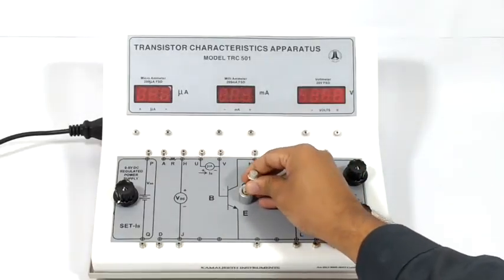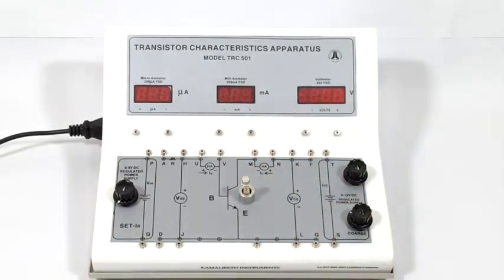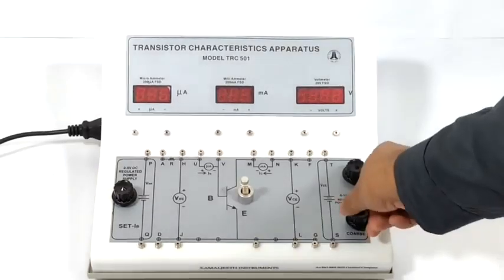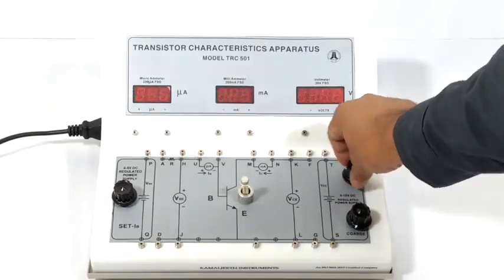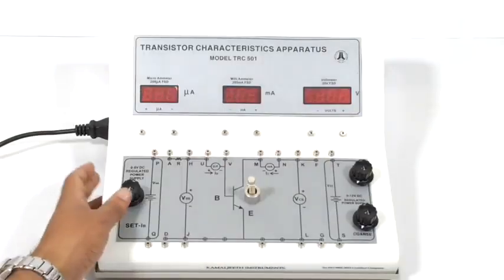Insert the relay mate connector into the socket. The three leads of the transistor will then be automatically in place in the circuit. Turn all the three knobs to minimum position and then switch on the unit.